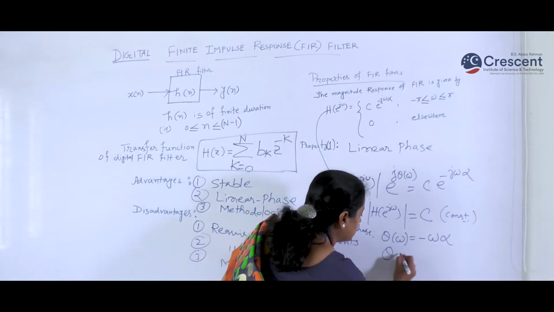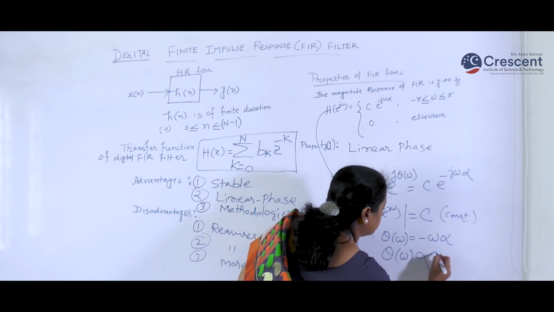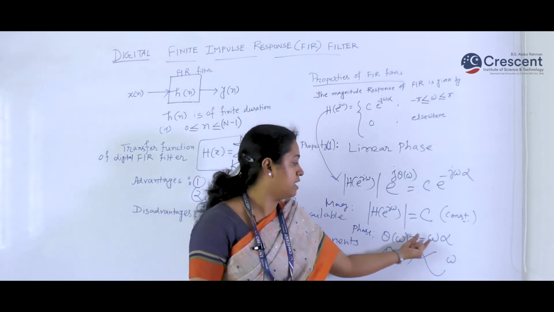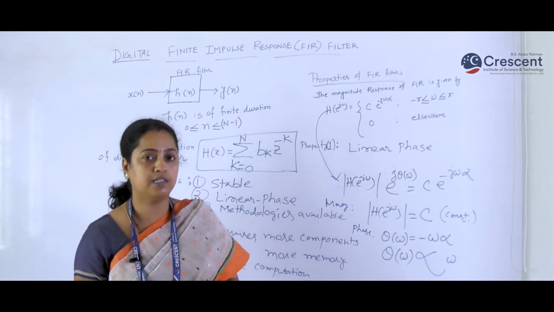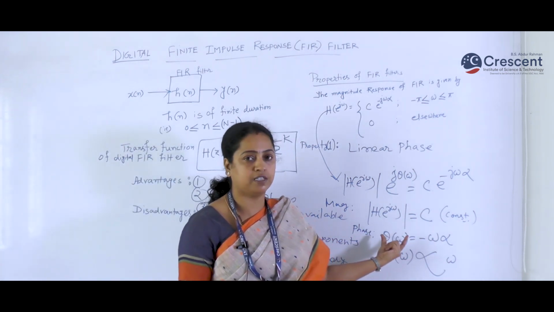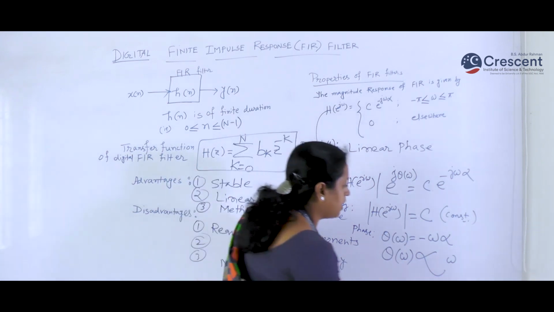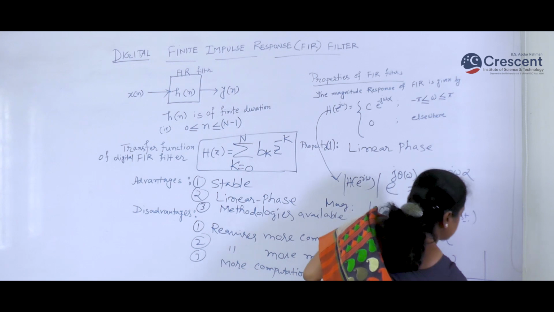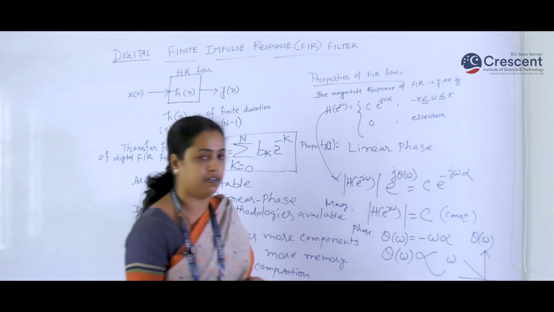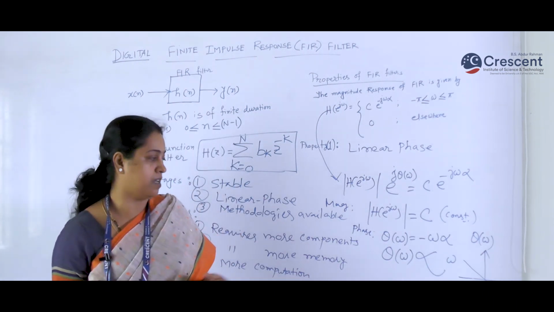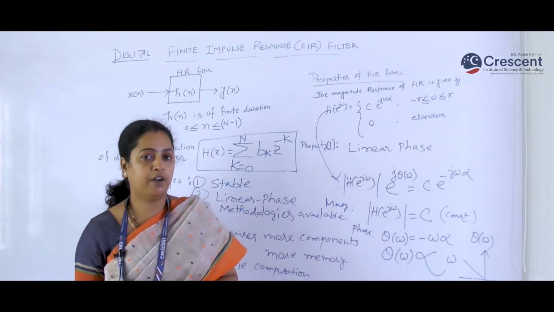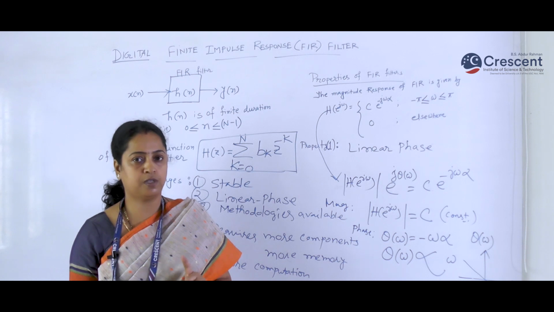So if we see here, this theta of omega, the phase, is proportional to omega, that means the value of the phase is dependent on the value of omega. This is a negative relationship, so as the omega value increases, the phase is a decreasing function, and if we try to plot it in this axis as omega and this as theta of omega, we will be getting a function like that. You can see that it's a linear relationship, there is no non-linearity involved in this equation. So from this we can say that the FIR filter has linear phase. This is the first property of FIR filter.